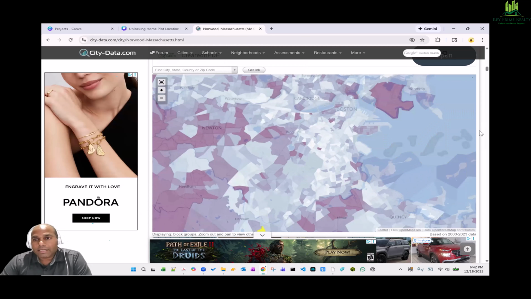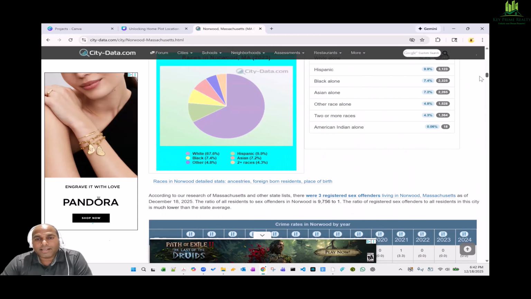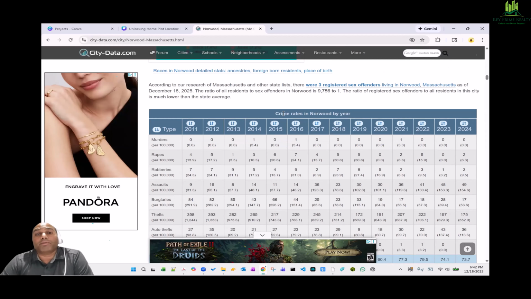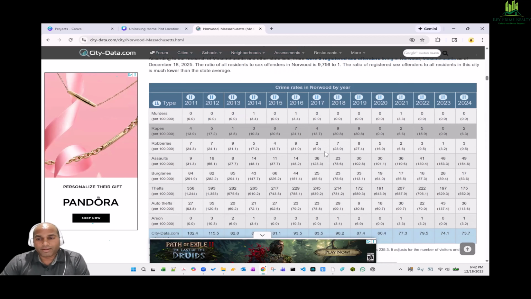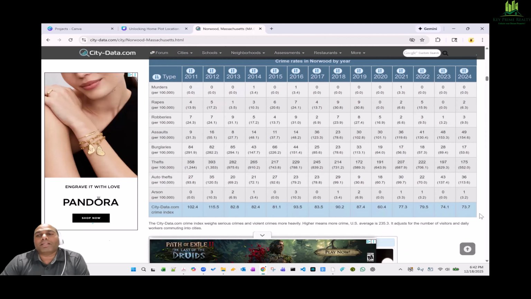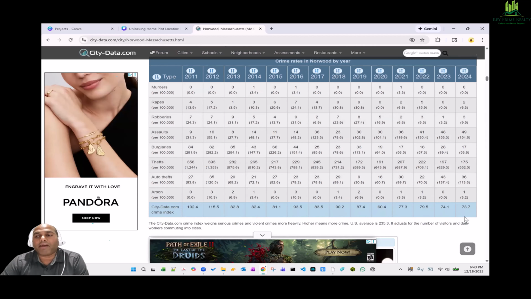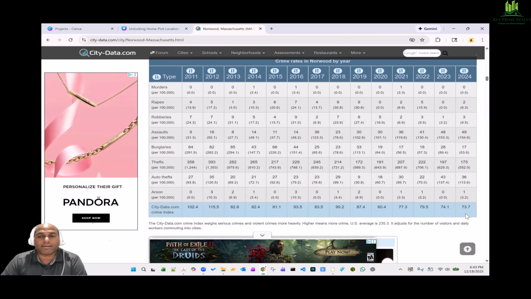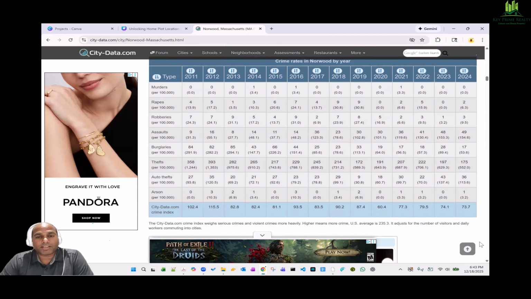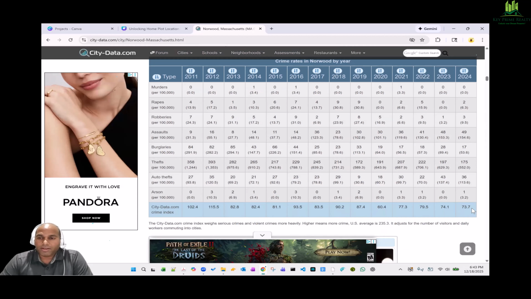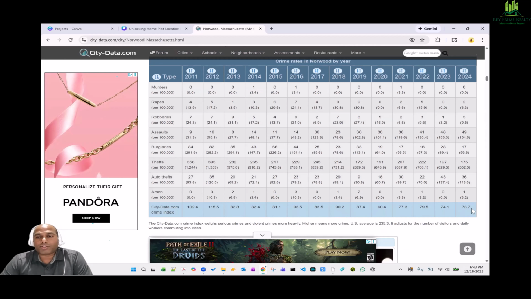In addition to that, I think the city data has a whole lot of information. If somebody asks, hey, how is the crime rate in Norwood? The city data crime index is 73. Most of our greater Boston towns, even the worst greater Boston town, do better than an average town in some areas like St. Louis or even some parts of Florida. So our crime indexes are very low. Typically, in other places, I think this touches 200, 300 and more.